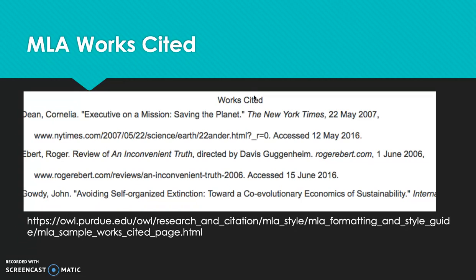When writing out your sources, use the format author's last name, comma, author's first name, period, like this, Dean, comma, Cornelia, period. To organize your sources, put your citations in alphabetical order based on each author's last name. For example, Dean, comma, Cornelia, period, then Ebert, comma, Roger, period, then Gowdy, comma, John, period, and so on and so forth. Make sure you put a period after the author's last name.